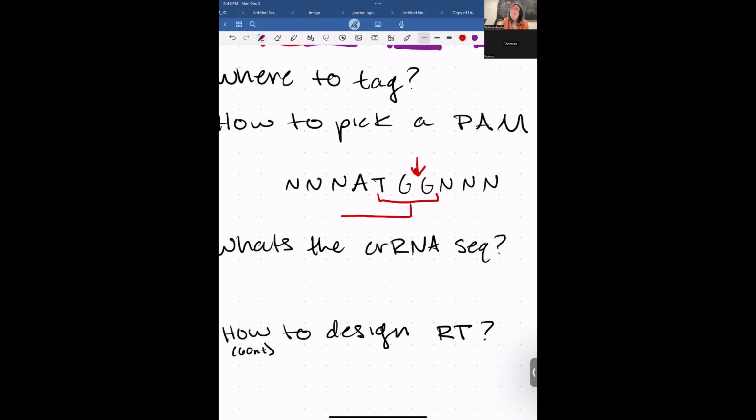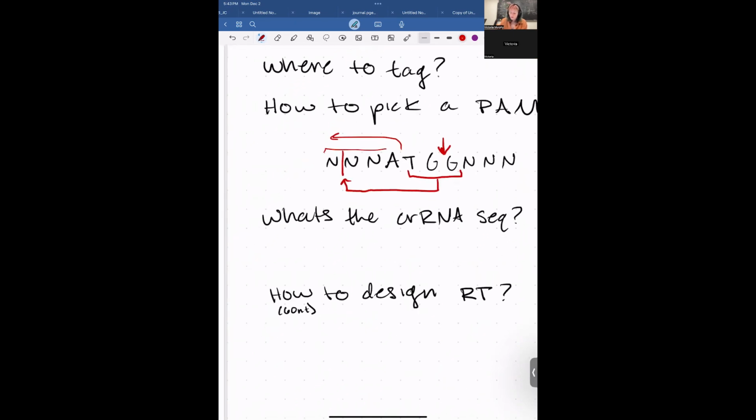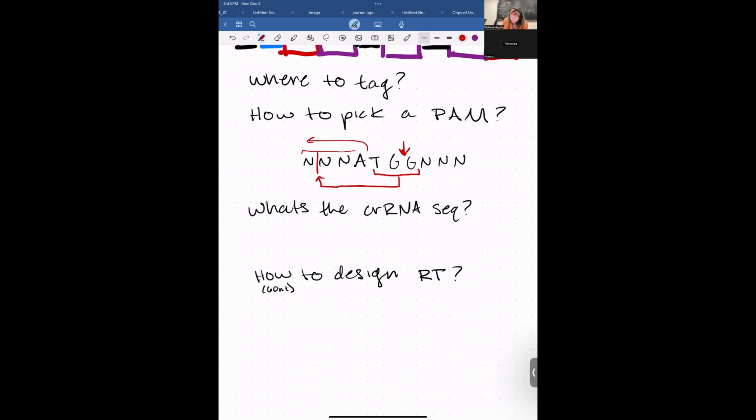And where would this PAM lead to a cut being induced? Well, it would be 3 nucleotides upstream of the PAM. Here I've just put N's to mean generic, could be anything, nucleotides. And then when you're designing the CRISPR RNA sequence, it would be the 20 nucleotides upstream of the PAM. So everything encompassed here, and then additional bases, which are not shown. So for an NGG PAM, the CRISPR RNA sequence is the 20 nucleotides upstream.